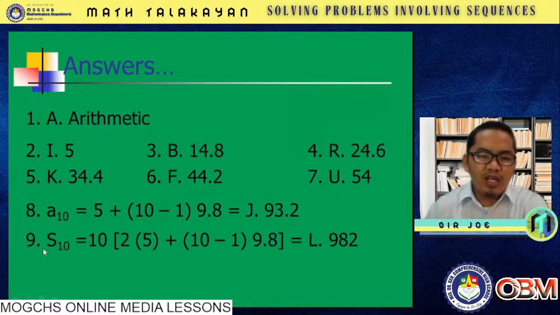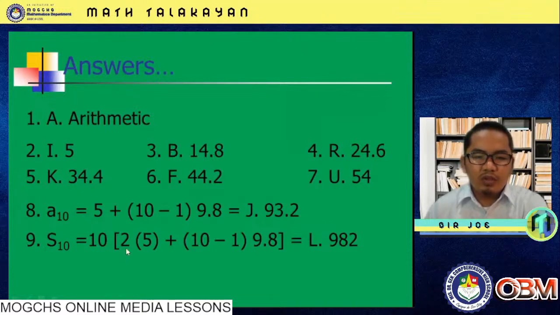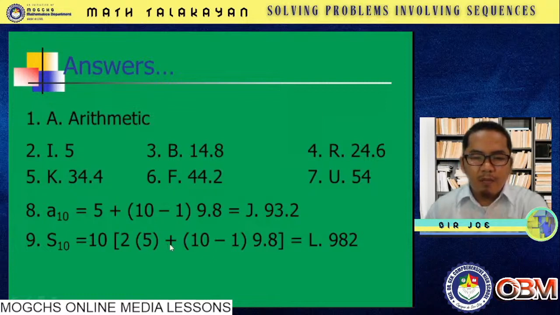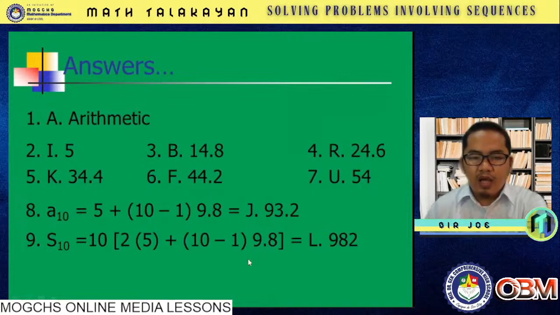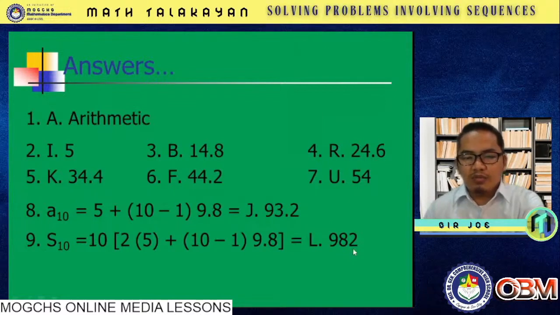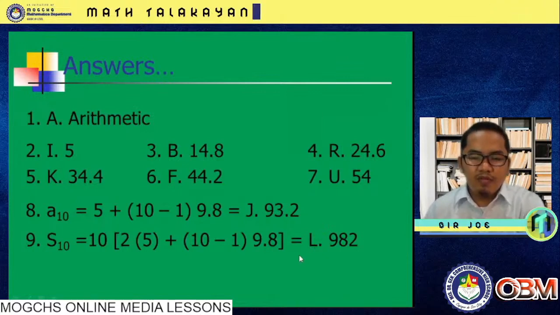And for our number 9, which is the S sub 10, we will have here 10 times the quantity of 2 times the first term, which is 5, plus the quantity of 10 minus 1 times the common difference, 9.8. And our answer for this is 982, which is letter L. Very good.